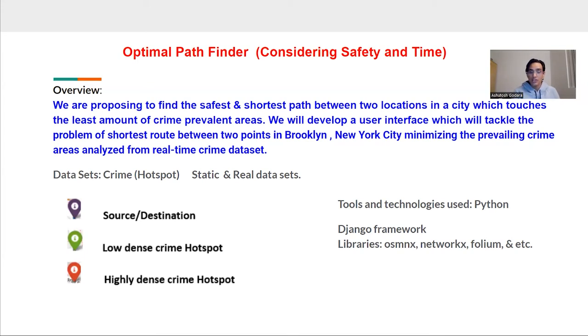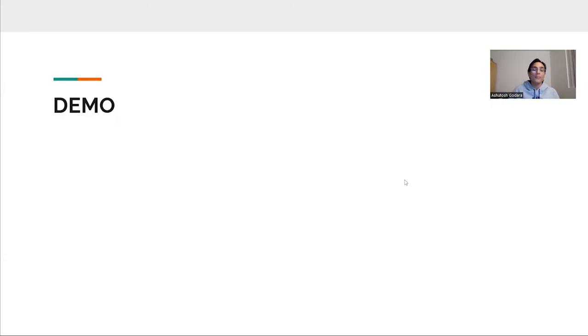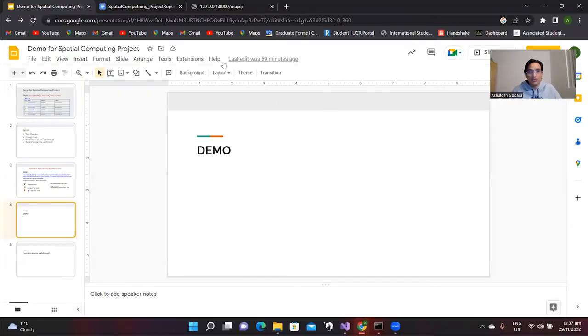In our project, we use Python as the language, and we use the Django framework for hosting our application. We also use Python libraries: OSMnx for the graph, NetworkX for algorithm modification, and Folium for map representation in our front end. Now let's come to the demo.